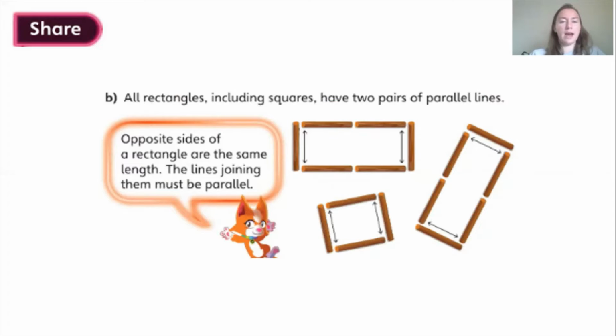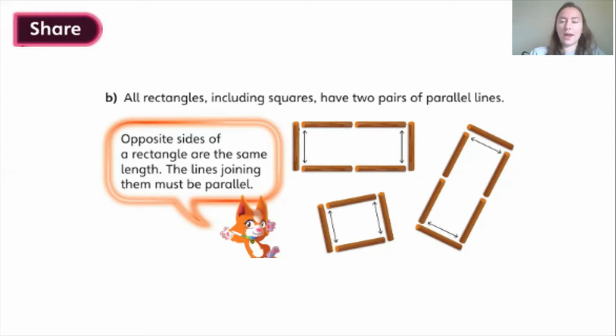For part B, we were asked if different sizes of the same shape would also have the same number of parallel lines. And the answer is yes. All rectangles, including squares, have 2 pairs of parallel lines. These will be the 2 vertical and the 2 horizontal. However, this shape can be turned and rotated and it will still have the same number of parallel lines.